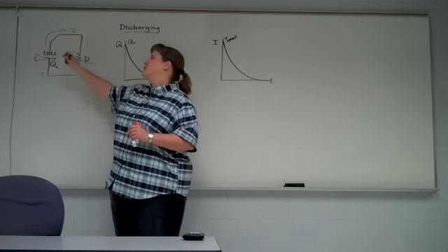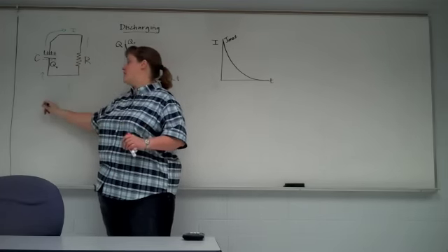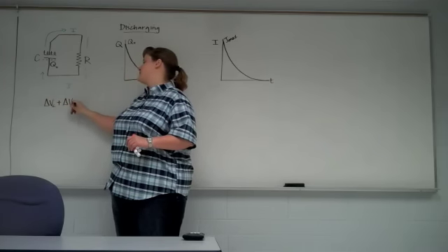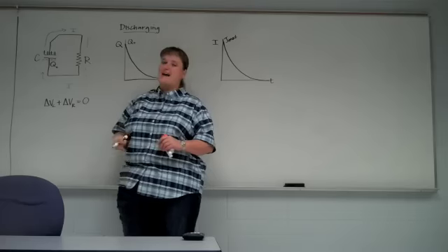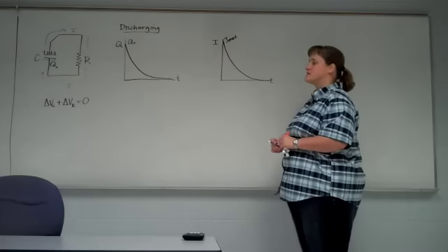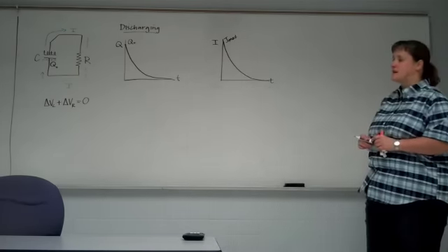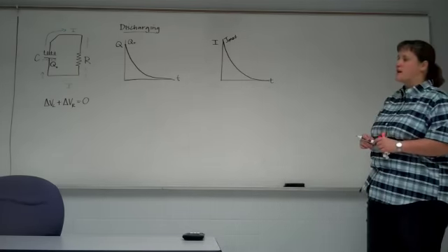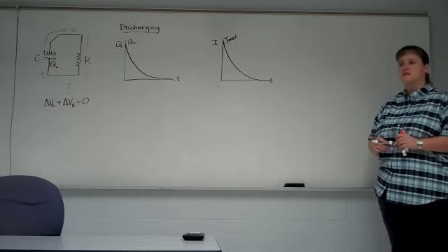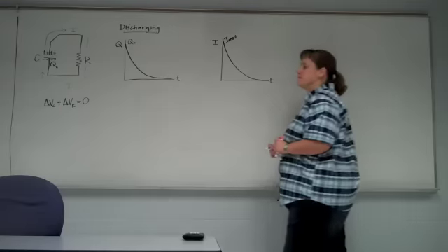So we look at the loop rule. There's no battery. All we have is the voltage drop across the capacitor and the voltage drop across the resistor. So those two added together have to be zero. So there's only two elements. That means whatever the voltage drop across the capacitor is at one instant in time, the resistor has the same voltage drop, just opposite in polarity, opposite in sign.